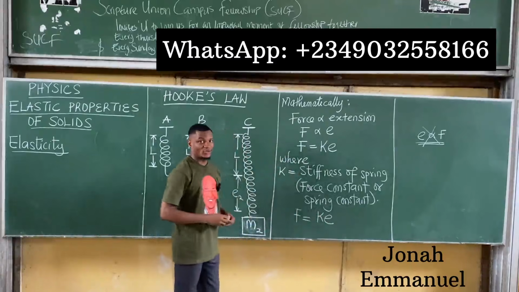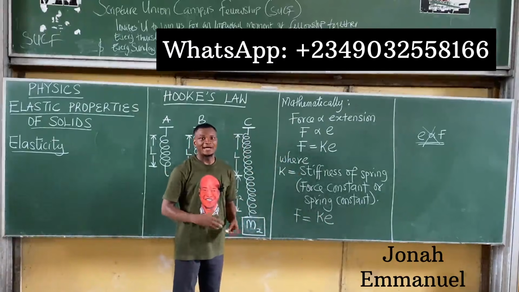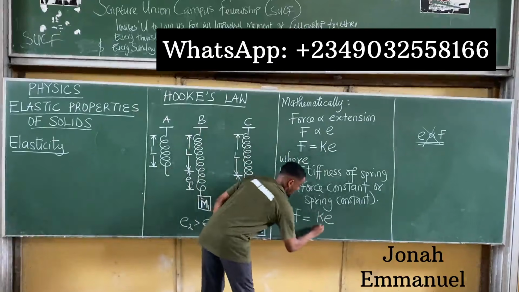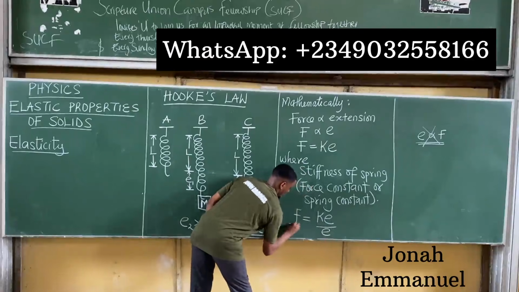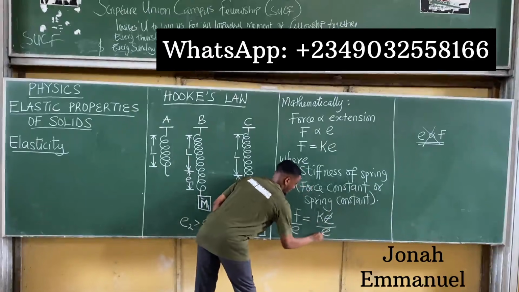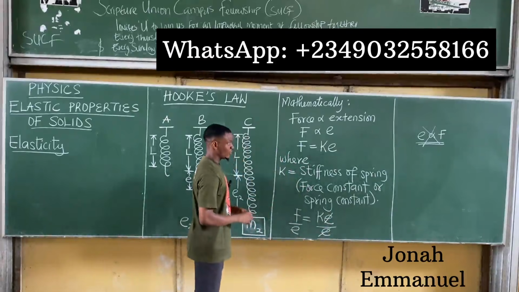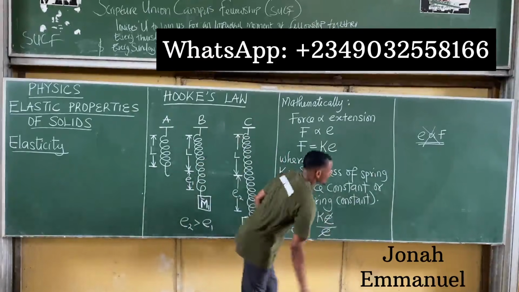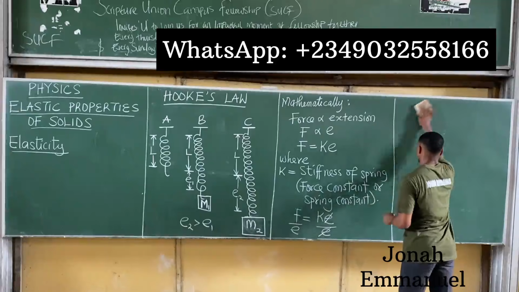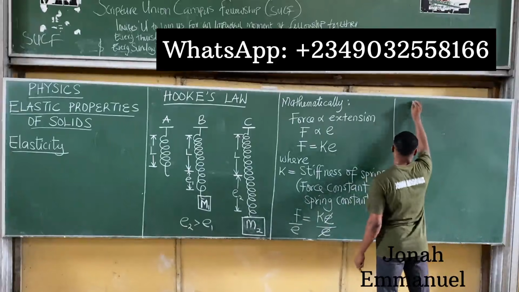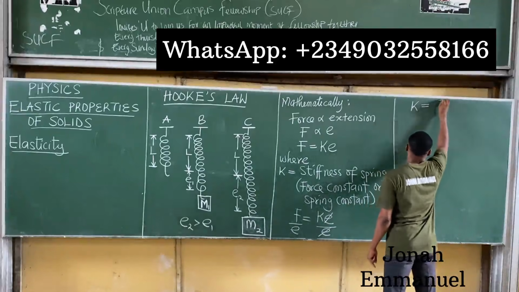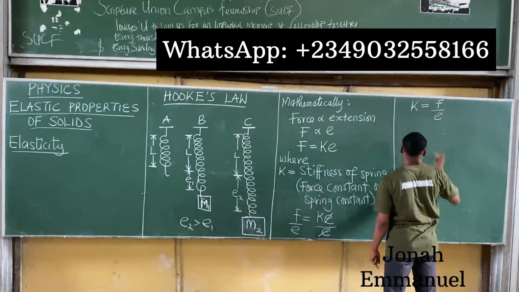To make K stand alone, we'll divide both sides by what is attached to K, which means divide here by E, divide here by E. This cancels this. So you can say F over E is equal to K. All right, so from here we can say that K, stiffness of spring, is equal to F all over E.